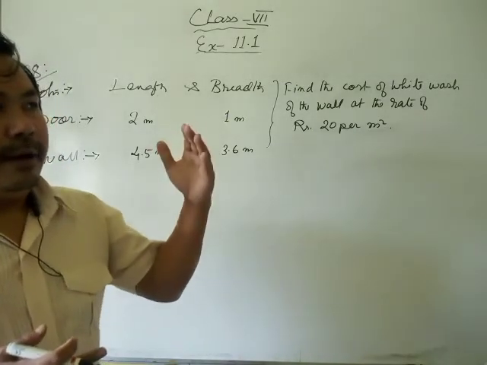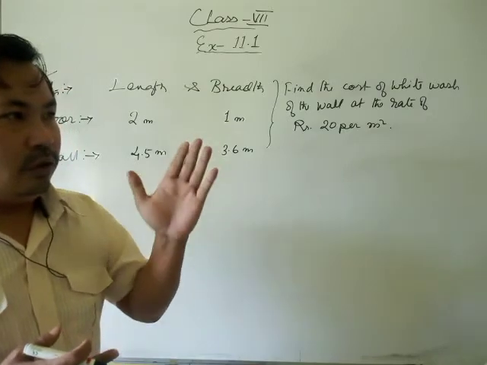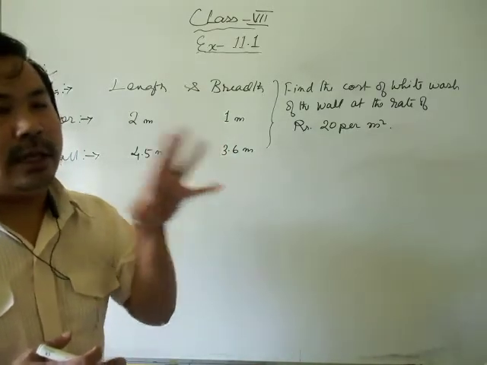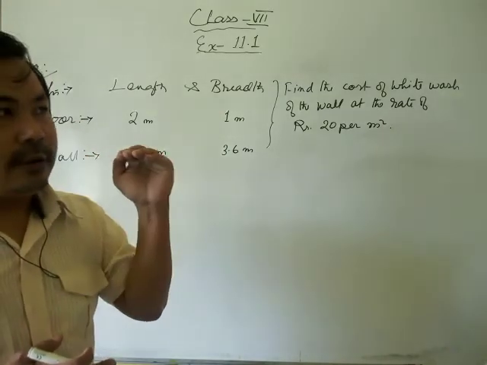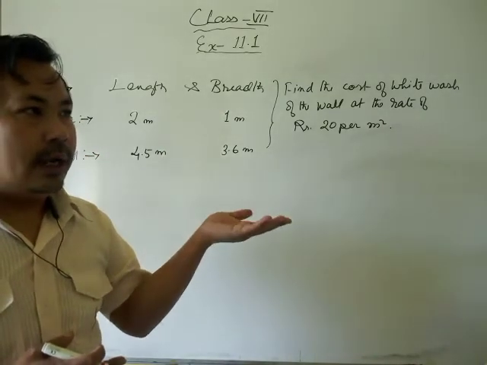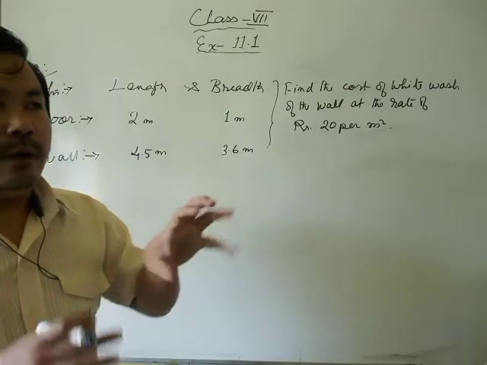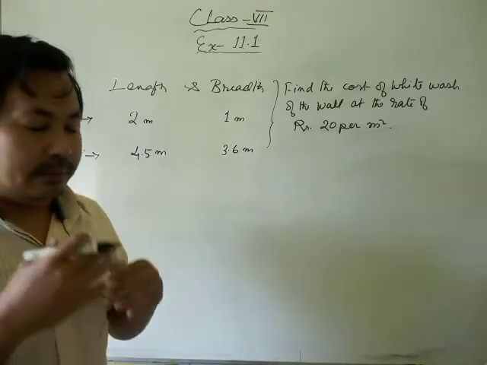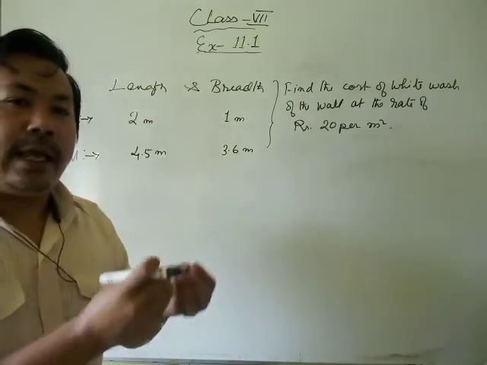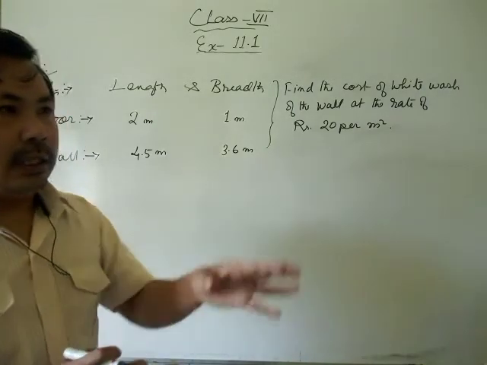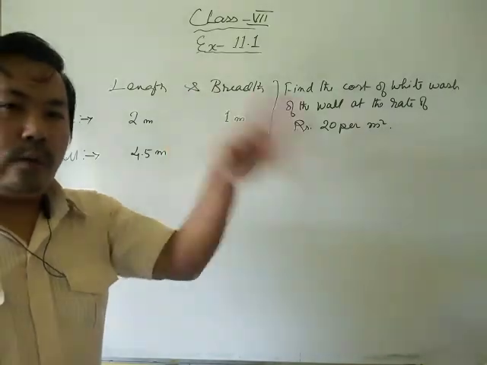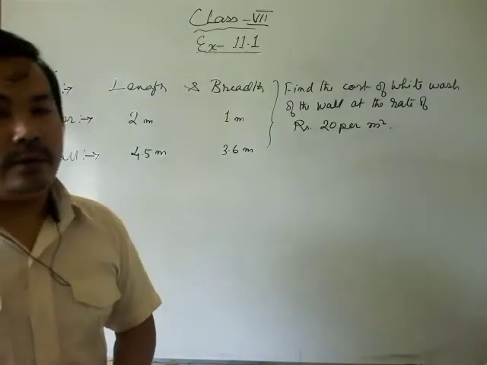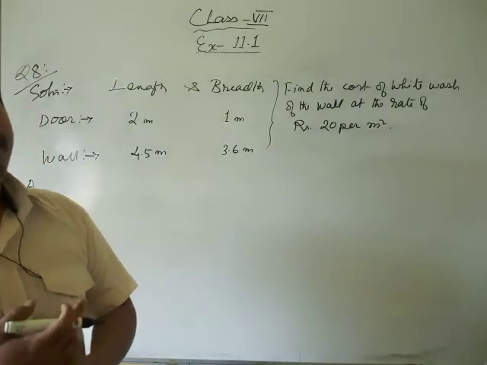So we have to take out that area of the door from the area of the wall. We have to first find out the area of the door and the area of the wall, then we subtract the area of the door from the area of the wall. Then we'll get the total area of the wall to be whitewashed. And we'll multiply that area by 20 rupees per meter square.